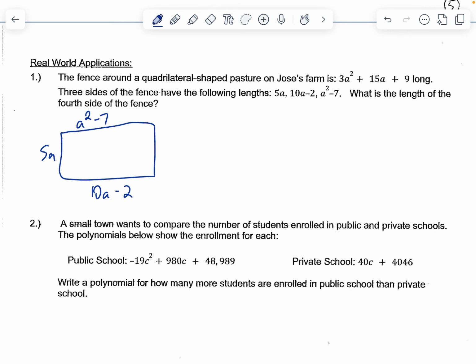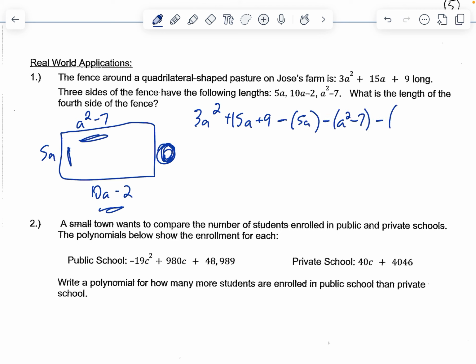Well, first off, we know the whole thing, all of it together, is 3a squared plus 15a plus 9. So if that's the total perimeter, to find this last side, we're just going to have to take away each of the things that are already included in this perimeter. So we'll subtract 5a, we'll subtract a squared minus 7, and we'll subtract 10a minus 2. Another way you might have thought about this was to combine all these together first, and if you did it that way, that works as well. So either way, you can combine them together and then subtract, or subtract each term one at a time.